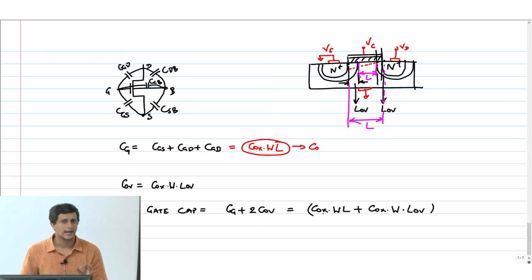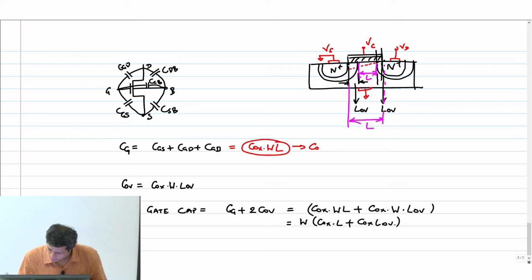Okay, again note, what we have done is we have written all of this as some technological constant parameters into the design parameter. What is our design parameter? W and L. For digital design, even L is not a parameter, right? Even that is fixed at the shortest length. So this is basically W into C ox into L plus C ox into L overlap. What is the conclusion? If you increase the width of the transistor, the gate capacitance goes up. Any questions here?